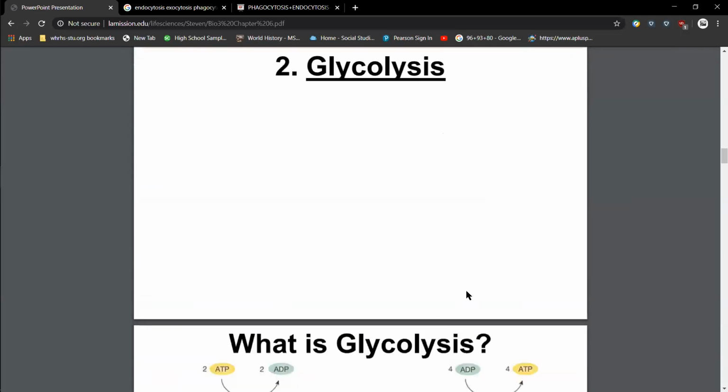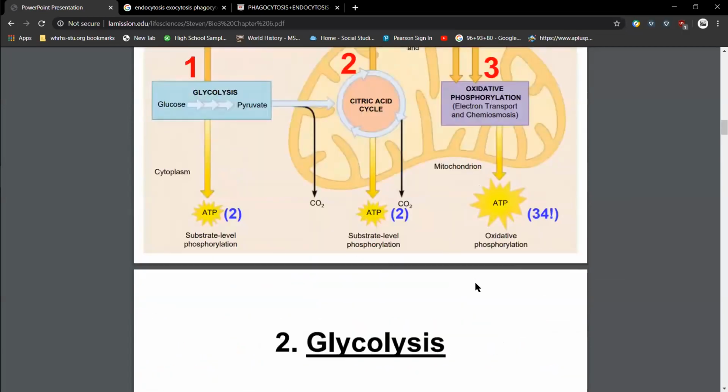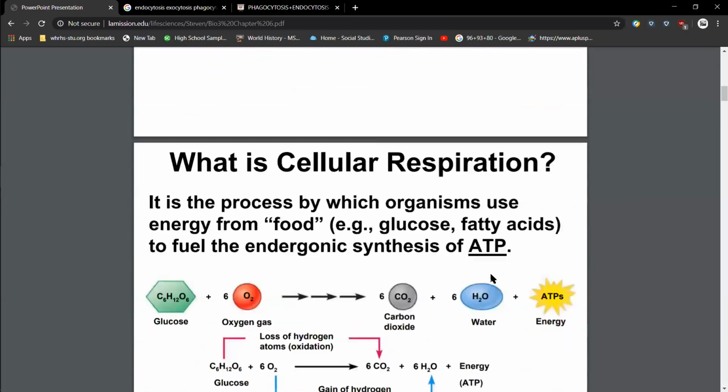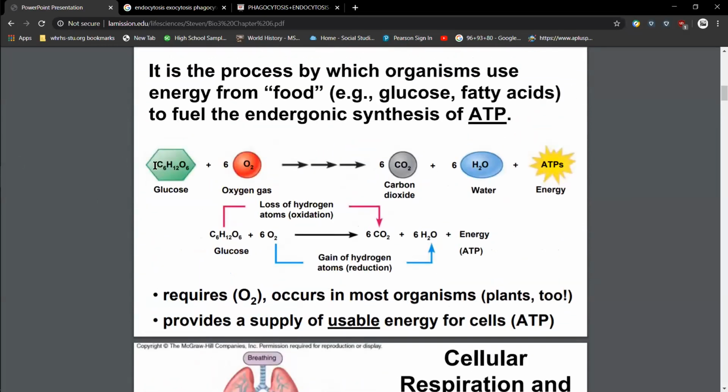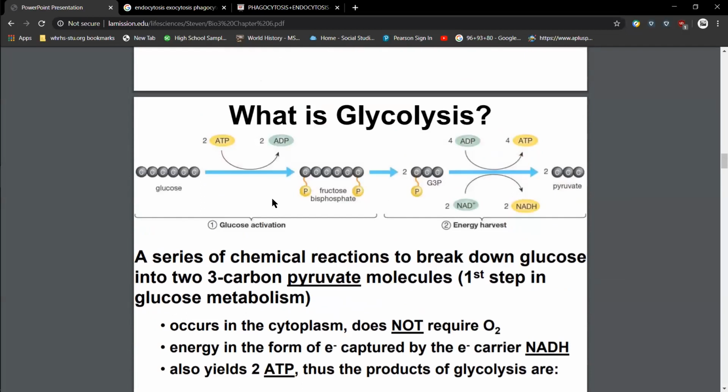So let's talk about glycolysis. Glycolysis is a series of chemical reactions that breaks down glucose into 2 three-carbon molecules called pyruvate. If you remember from the equation, glucose is a 6-carbon molecule. So the first step of cell respiration, glycolysis, is to split the glucose molecule into 2 three-carbon pyruvate molecules. This is the first step.